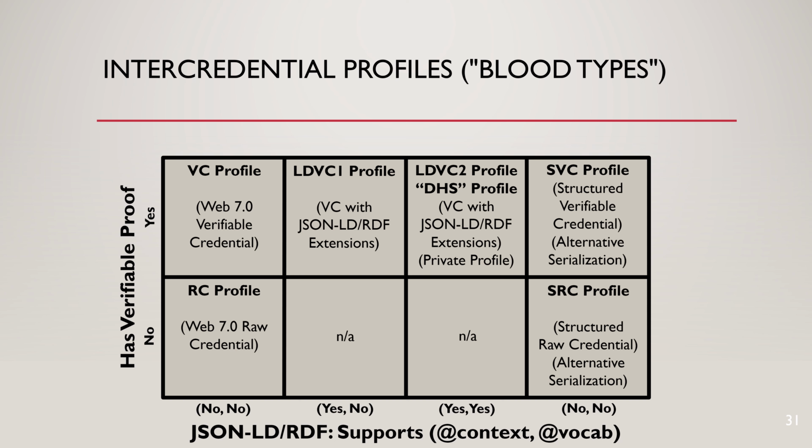On the right, again, in column 4 are the structured raw credential and the structured verifiable credential. Structured credentials is an alternative serialization, alternative shape, if you will. So technically it doesn't fit on this horizontal axis of JSON-LD RDF support, but the idea of structuring using an alternative format or shape for the credential fits naturally in here as column 4.